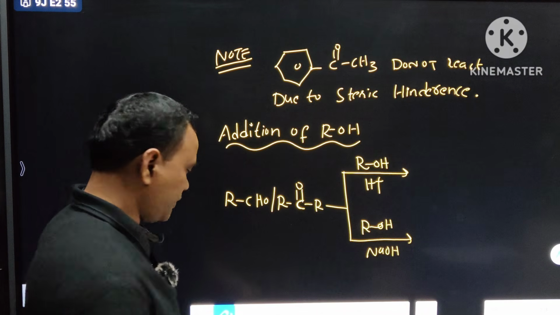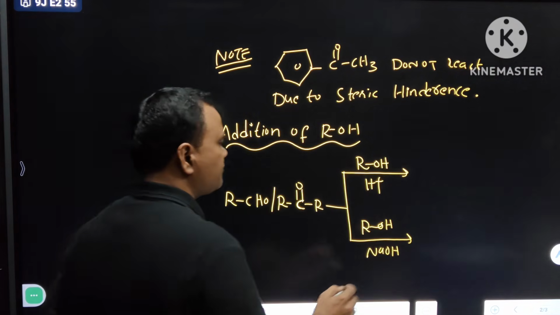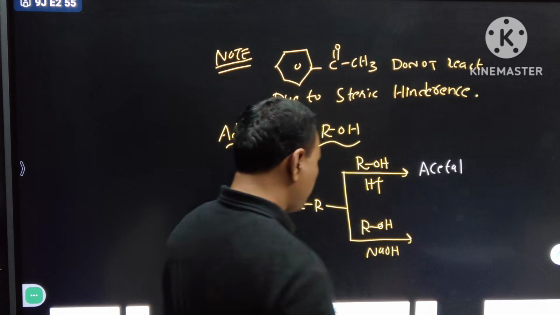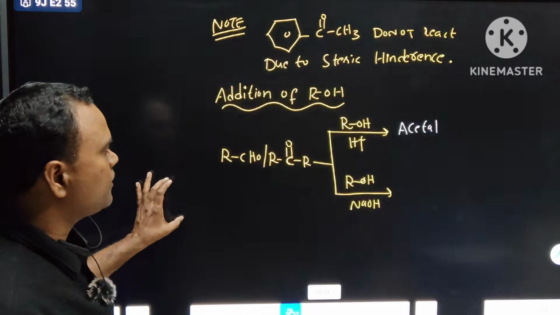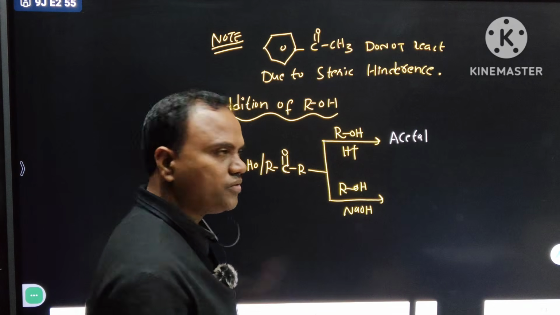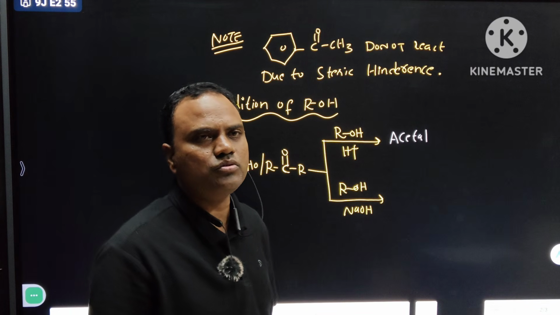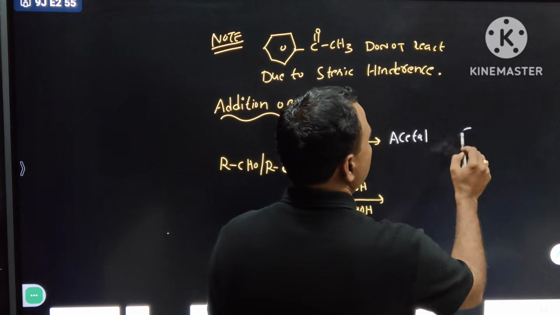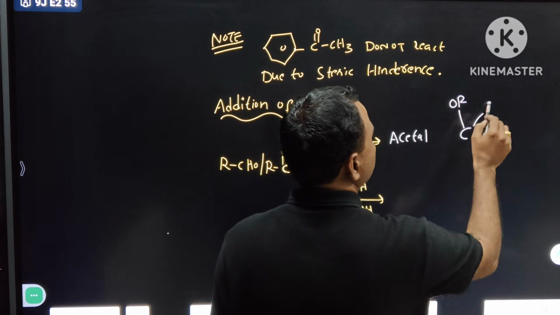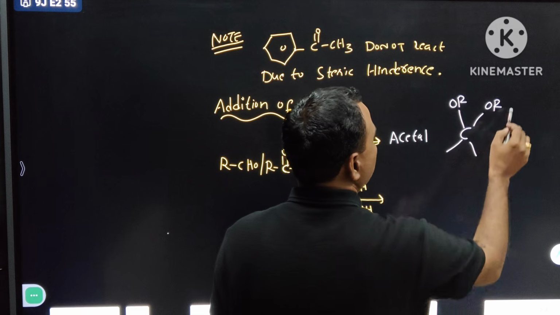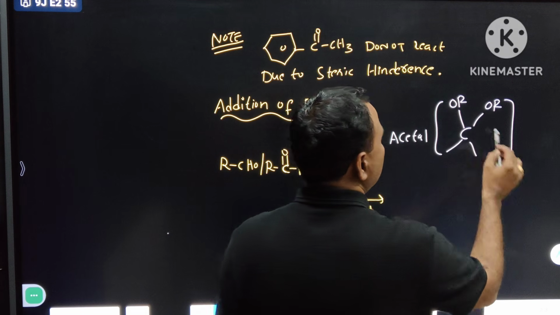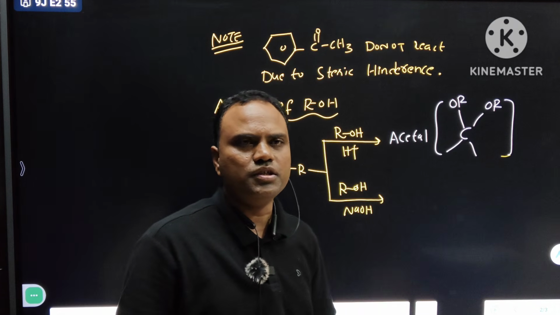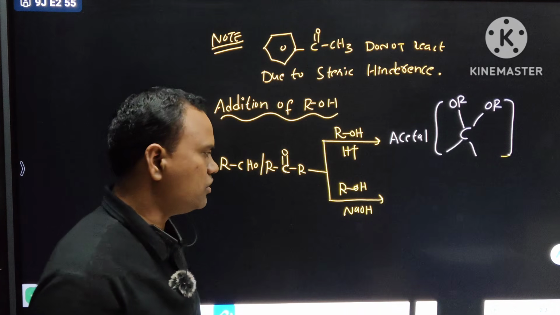Right, products are different. In acidic medium we will get acetal. What is acetal? Acetal is a compound in which one carbon is attached to two OR groups, two alkoxy groups. The compound in which one carbon is attached to two alkoxy groups, OR, OCH3, OCH2CH3, like that. That is called acetal.